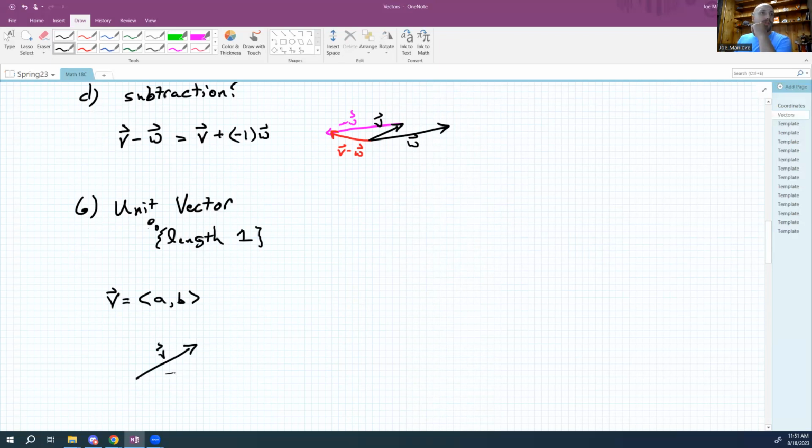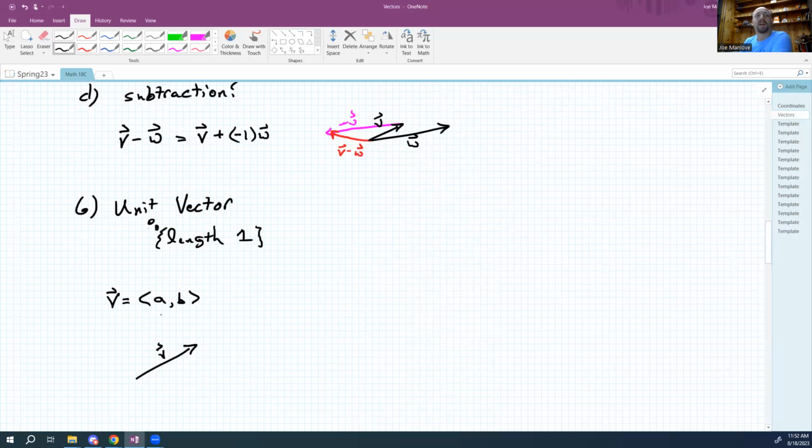Now, I don't really know how long vector V is, but let's say it's a couple of units long. I'd like to scale it back. If it's 2 units long, I'd like to make it half as long. If it's 10 units long, I'd like to make it a tenth as long. If it's 2.3 units long, I'd like to take it and divide its length by 2.3, I guess.